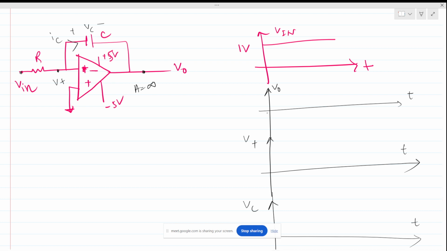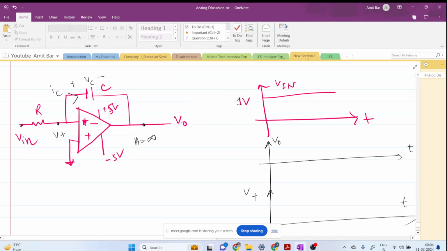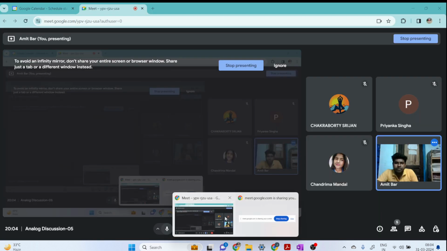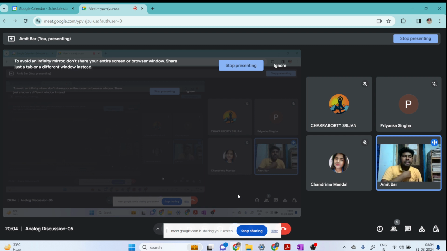Anyone? And the capacitor is uncharged previously. Whenever there is no initial condition mentioned, always assume the capacitor is initially uncharged. Okay, anyone, what would be your first approach for the solution?